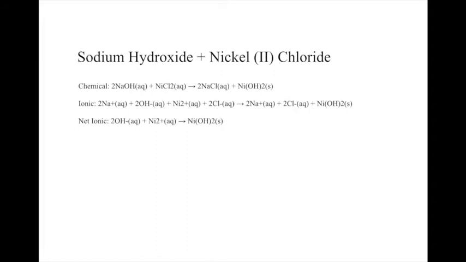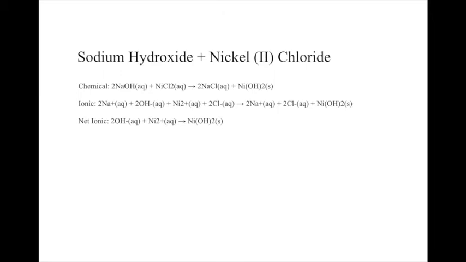And then we moved on to the ionic equation, which means we broke down the chemical equation into its ionic components. So that gives us 2 sodium ions with a charge of +1 and 2 hydroxide ions with a charge of -1, with a nickel ion with a charge of +2, plus 2 chloride ions with a charge of -1, and this yields 2 sodium ions with a charge of +1 and 2 chloride ions with a charge of -1, and then the precipitate, which is nickel hydroxide, which is a solid.